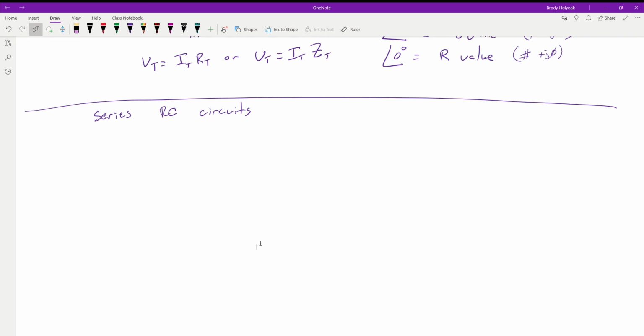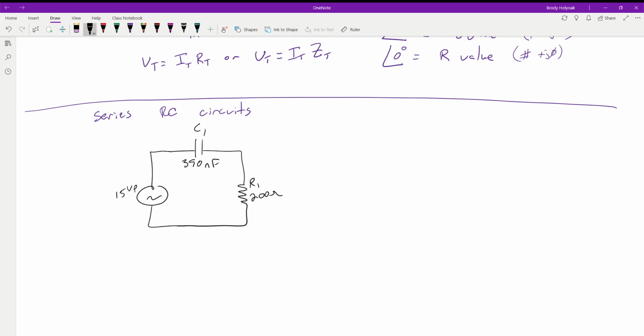All right, so for the first circuit, it is going to be this. We have our AC generator, we have our capacitor, and we have a resistor. Capacitor 1 is going to be 390 nanofarads. R1 is going to be 200 ohms. We're going to be working at 15 volts peak and at 380 hertz.